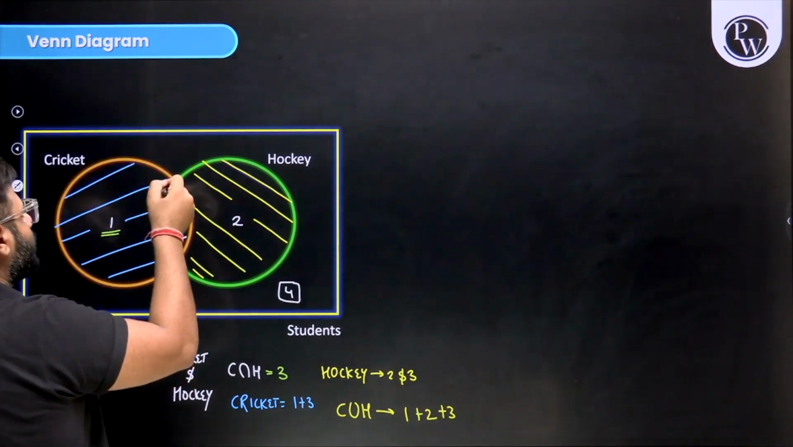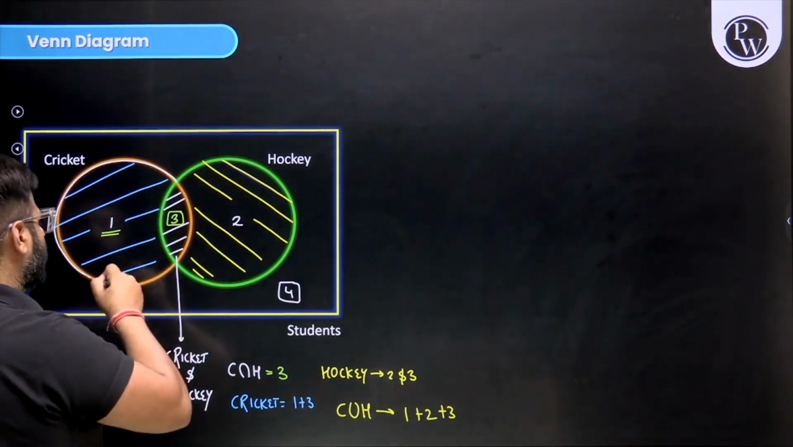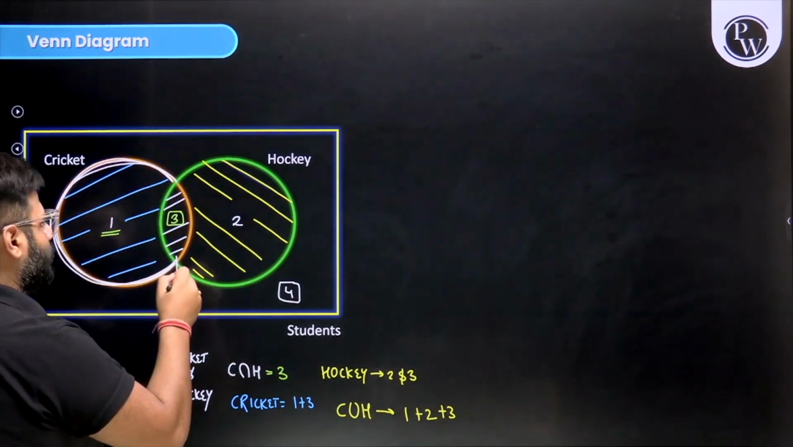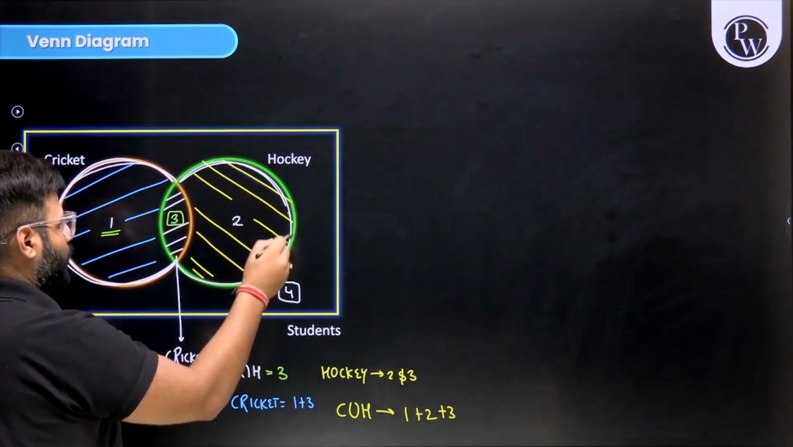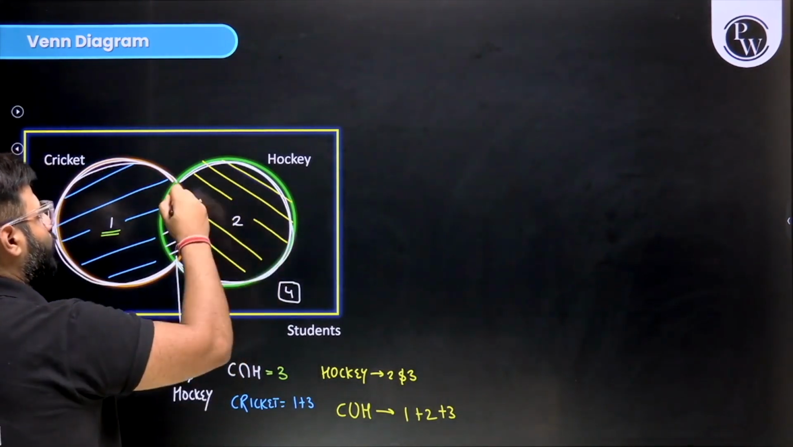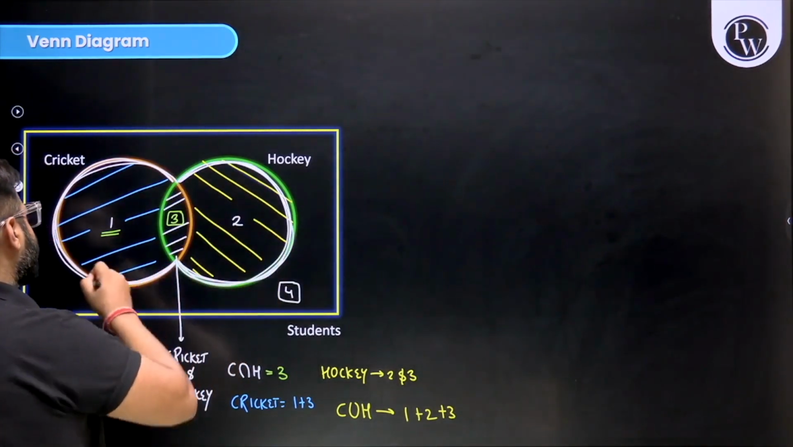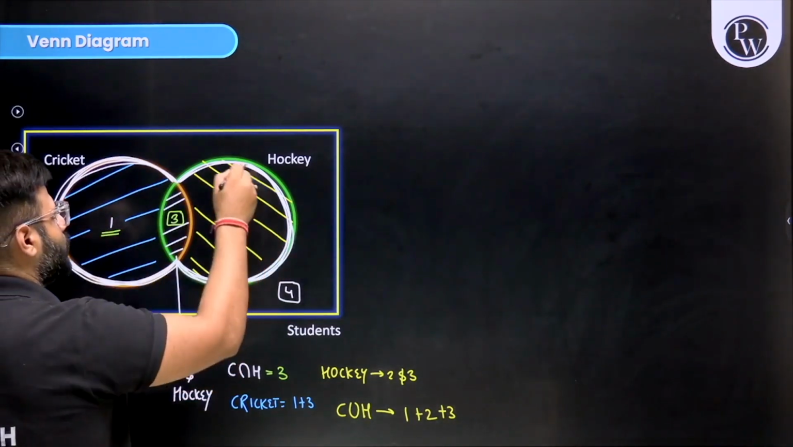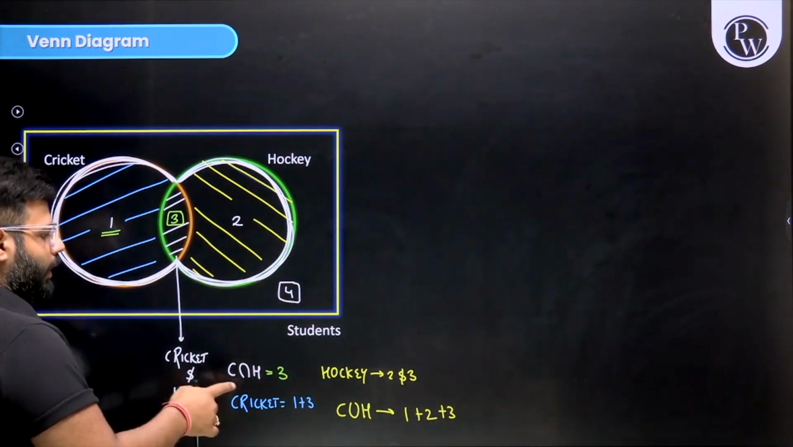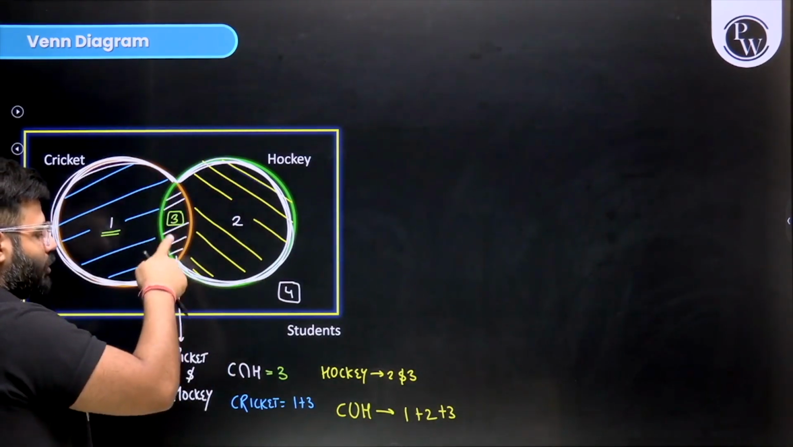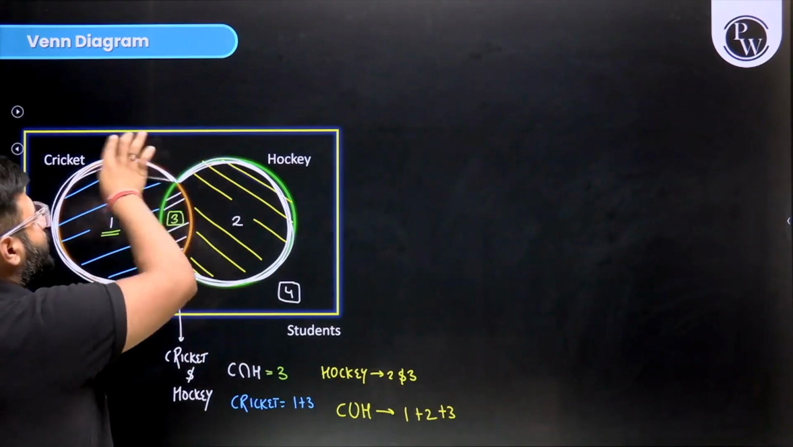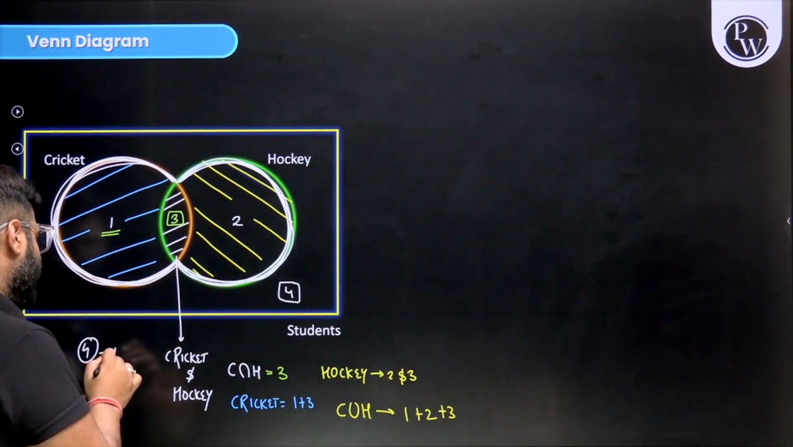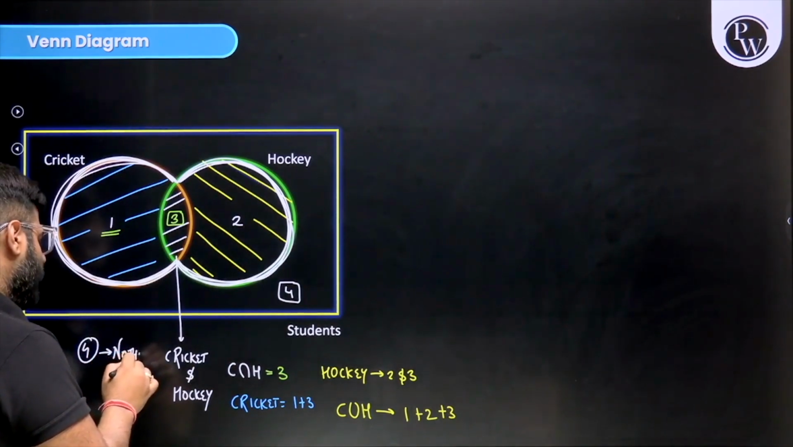So do you realize that this is the union part which you have learned before. This is the C union H part, the entire yellow dashed lines, white dashed lines and blue dashed lines. The combination of these two circles is the union. Intersection is just the white hatch, which is 3. And then this area 4 is the people who play nothing. Right?